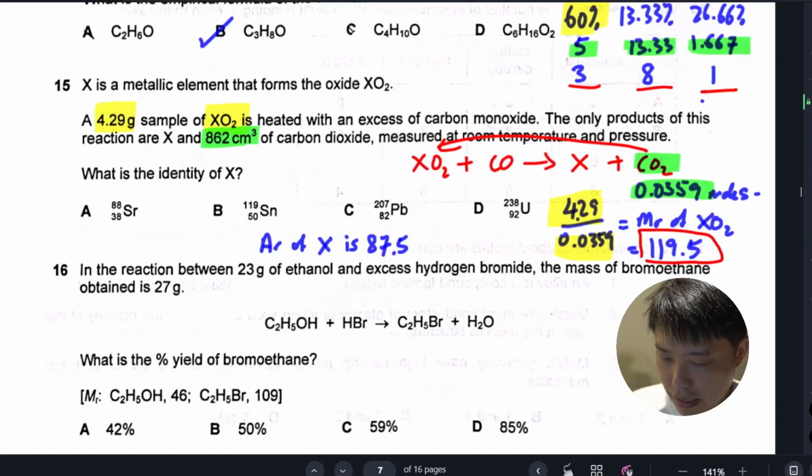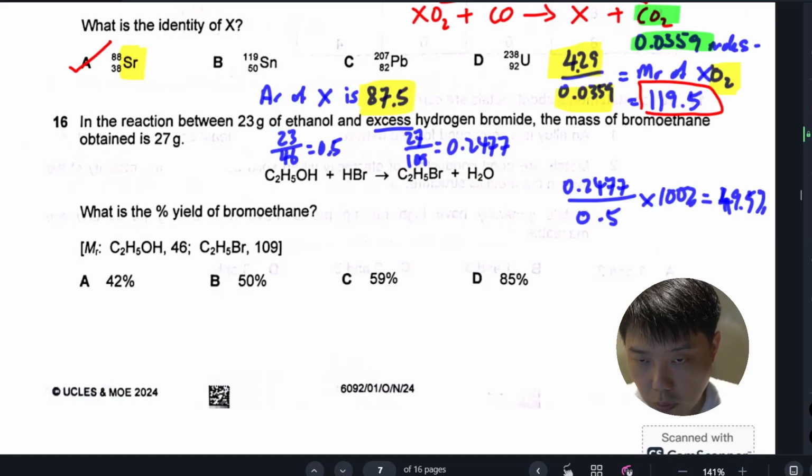This is not yet the answer, so don't go pick B as your answer. You will still need to minus away 32, which is the part that is contributed by oxygen, so that you get the final Ar, which is 87.5. The closest is Sr. Okay, so our answer here is A.